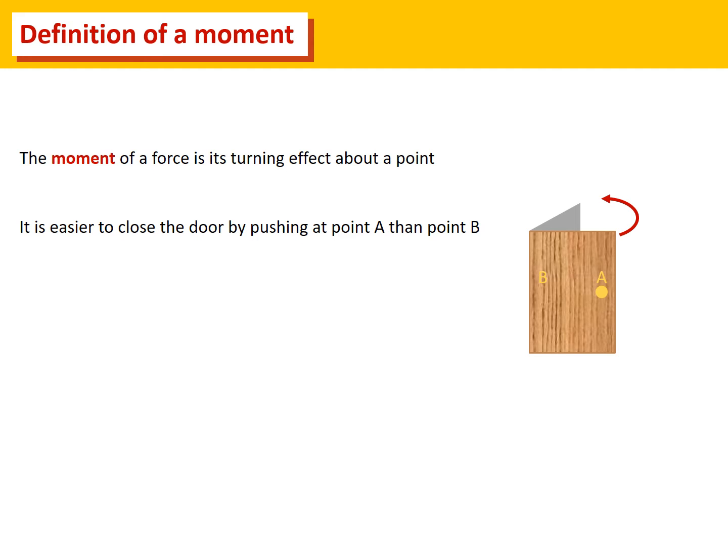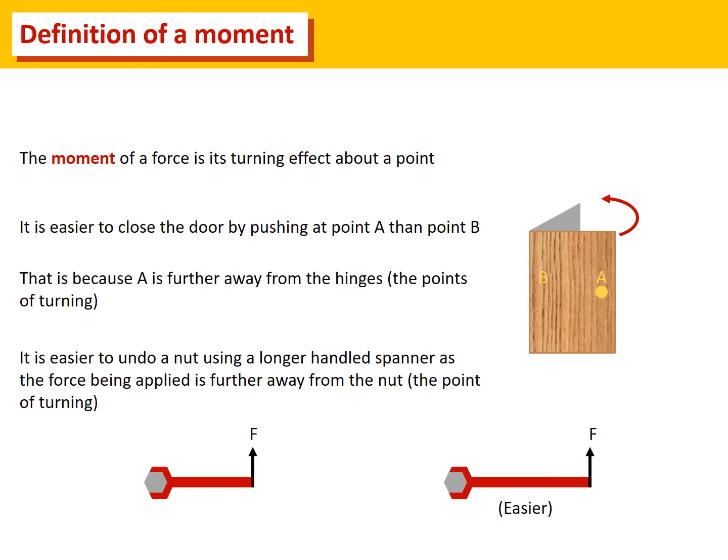In this little example here, it's easier to close the door if you push the door at point A than it is at point B. And that's because A is further away from the hinges, and the hinges are the points of turning. It's easier to undo a nut using a longer handled spanner, and that's because the force being applied is further away from the nut, which would be the point of turning. So we can see that the distance away from the point of turning is important in a moment.